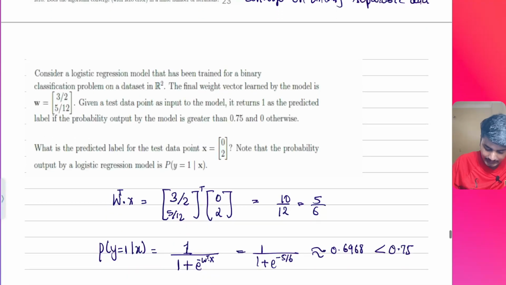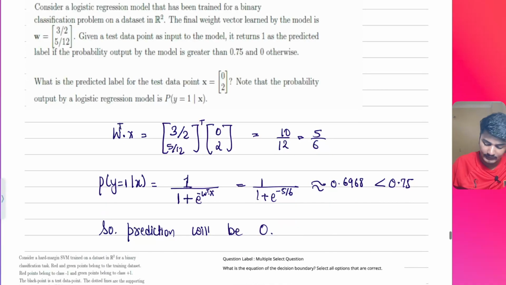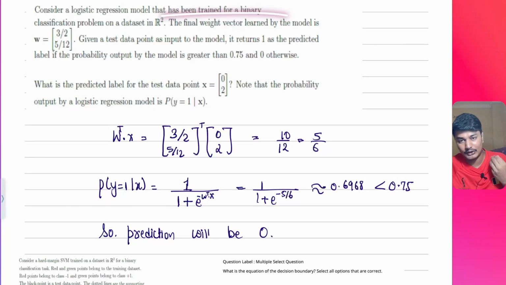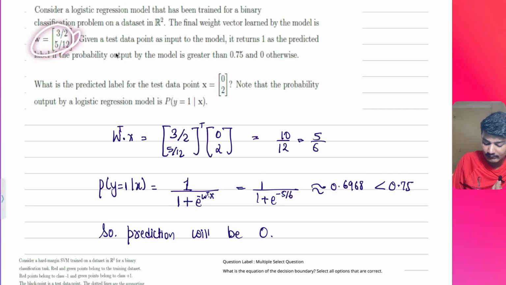Now, next is, consider a logistic regression model that has been trained on a binary classification problem on a dataset in R2. The final weight vector learned by the model is this. Given a data point as input, the model returns 1 as the predicted label if the probability is greater than 0.75. Otherwise, it predicts 0. We are asked what is the prediction for this point.